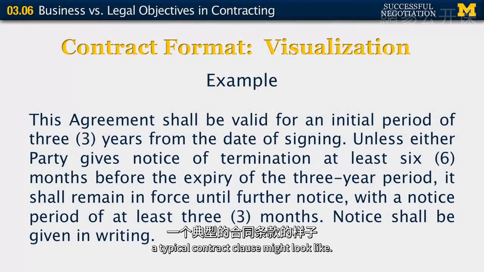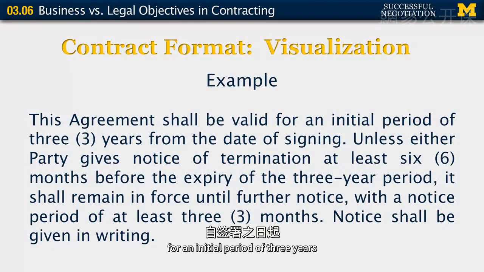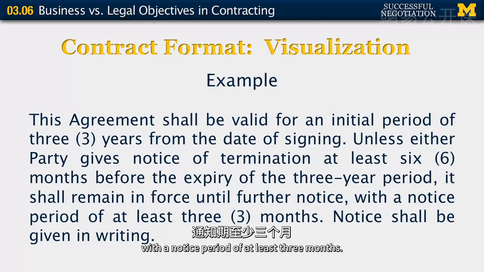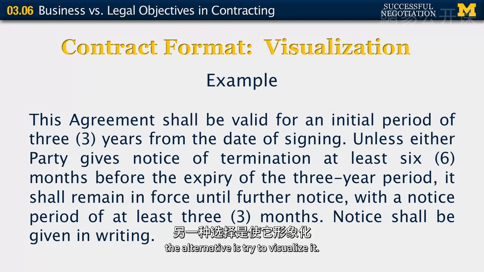So here's an example. This is what a typical contract clause might look like. The agreement shall be valid for an initial period of 3 years from the date of signing, unless either party gives notice of termination at least 6 months before the expiry of the 3-year period. It shall remain in force until further notice with a notice period of at least 3 months. Notice shall be given in writing. Now, when you look at that, that causes a bit of head scratching as you try to absorb what these words mean. The alternative is to try to visualize it.